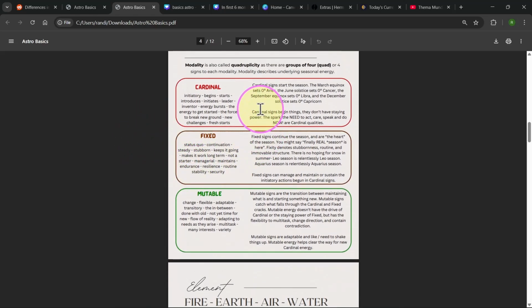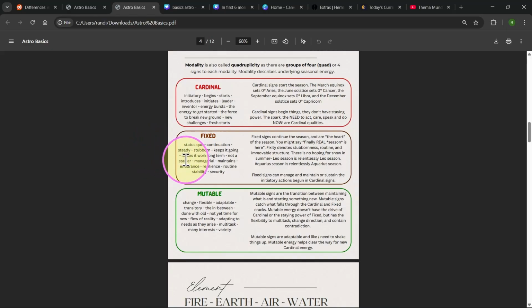Fixed follows the cardinal sign. Fixed is like the heart of the season. So the idea that it's the beginning of winter is separate from we're in winter. The idea of spring has sprung is separate from pollen floating through the air, right? Fixed keywords are status quo, continuation, steady, stubborn, keeps it going, makes it work long term, not a starter. Instead of starting power, we have staying power. Managerial, maintains, endurance, resilience, routine, stability, security.